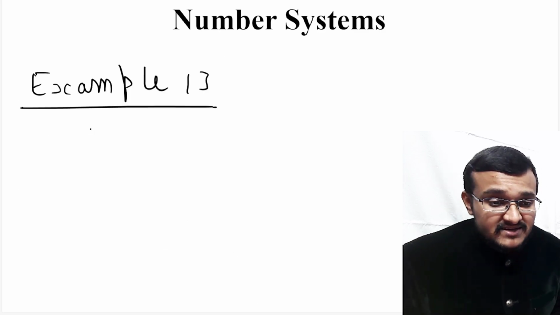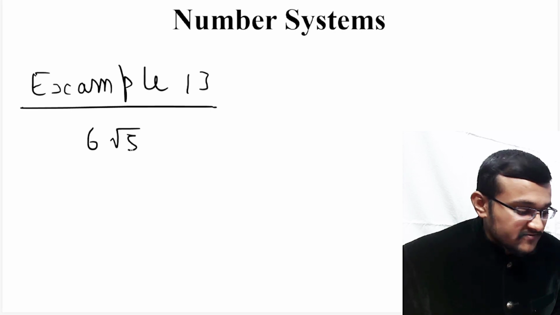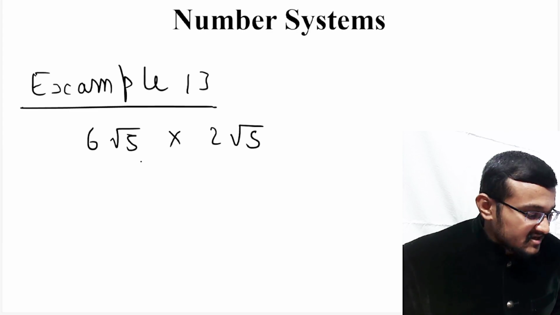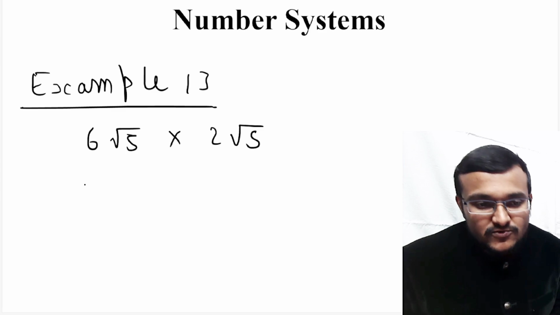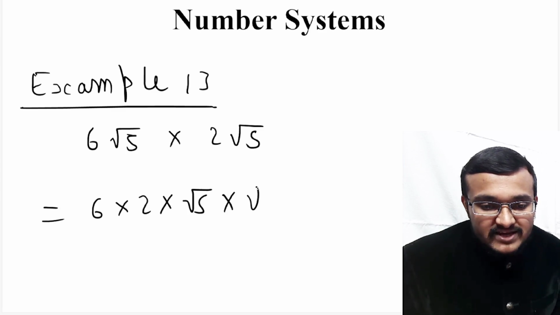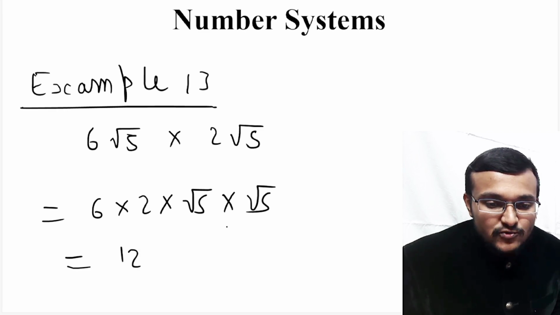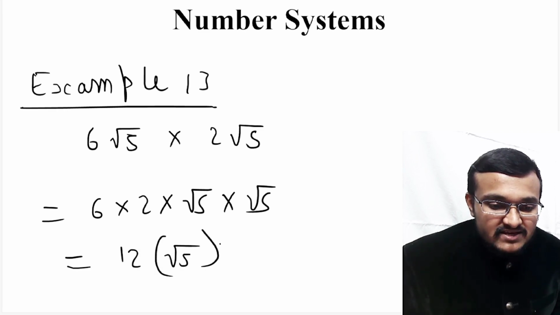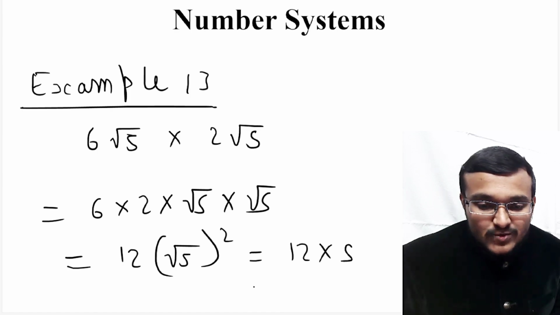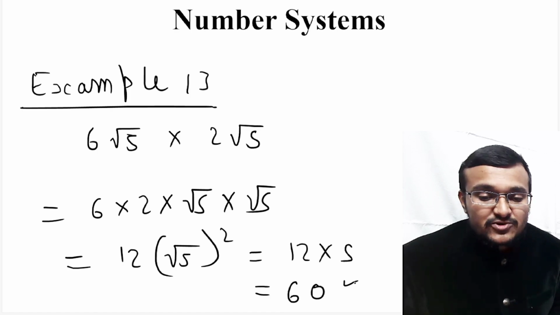So coming to example 13, here you have to multiply 6 root 5 with 2 root 5. So here directly you can go on multiplying. Here you have 6 into root 5 into 2 into root 5. So that is nothing but 6 into 2 into root 5 into root 5. So 6 into 2 is 12, root 5 into root 5 is root 5 square. So that is equal to 12 into root 5 square. So root 5 square is 5. So 12 into 5 is 60.